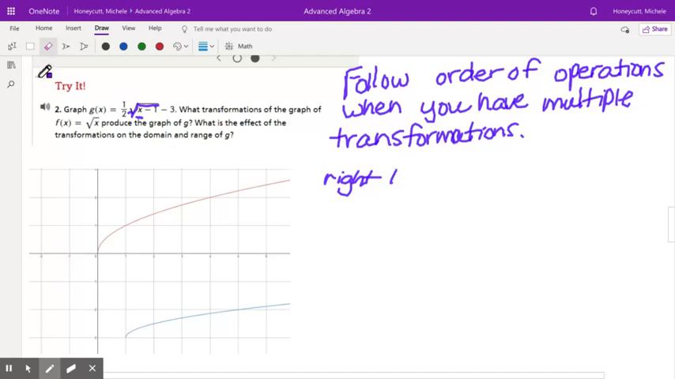And then that 1/2 on the outside is a vertical compression by a factor of 1/2. And then the -3 is a shift down 3 units.